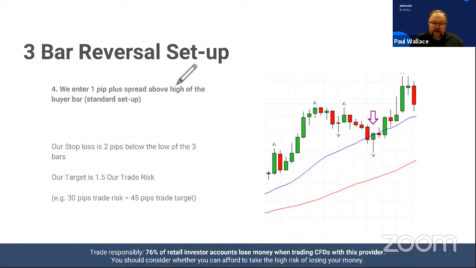What we look to do is enter 1 pip plus the spread above the high of the buyer bar, all right? And our stop loss is 2 pips beneath the low of the 3 bars, okay? In this particular case, it is actually the 3rd bar, the buyer bar, which is the lowest. So our stop would go 2 pips beneath there. Our target is 1.5 times our trade risk, okay? So if, for example, our trade risk is 30 points between our entry and our stop loss, our target is going to be 45 points, 1.5 times our risk. Nice and simple, to begin with. There are ways as you grow in experience as a trader that you might wish to change that, but to begin with, this is a very simple way that we look to operate it.